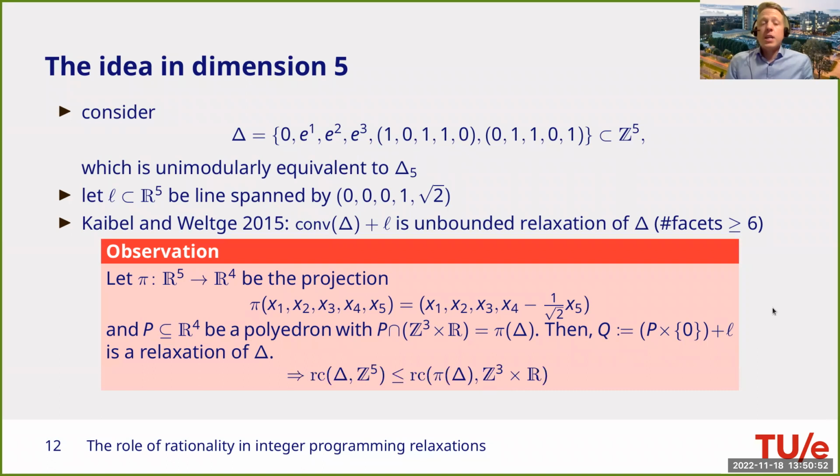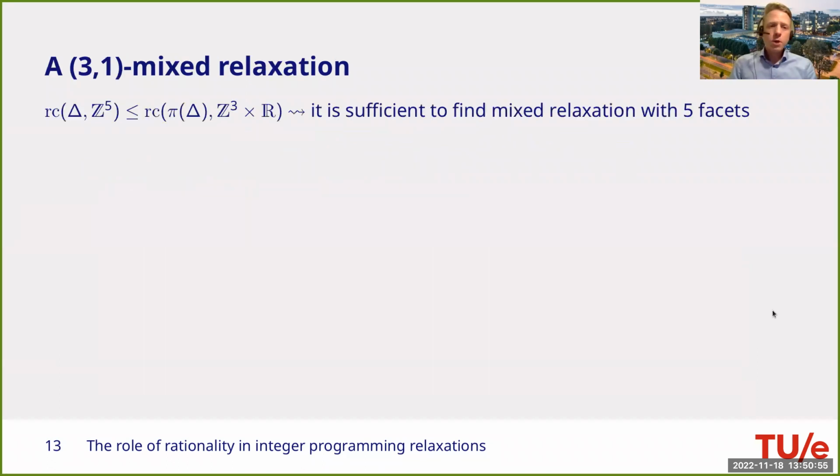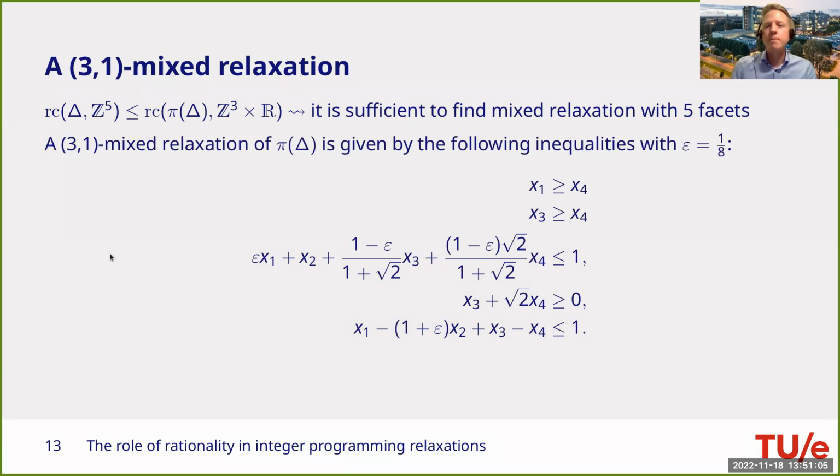So the only thing that we are now left with is we need to be able to construct a mixed relaxation for the set of projected points that uses at most 5 inequalities. And then by some experiments, we came up with such a set of inequalities. I don't want to talk you through the details of these inequalities, but you can show that the only mixed integer points that satisfy these inequalities are actually the points in the projection.